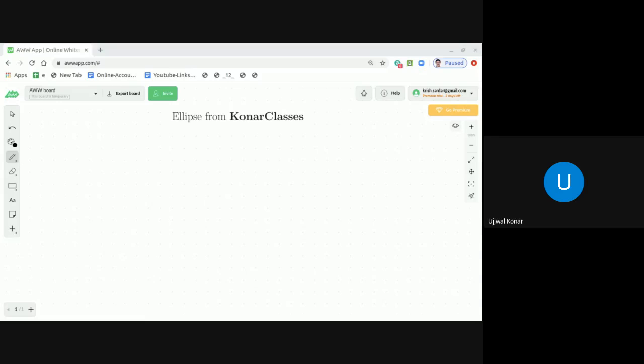Today we will be starting a new topic called ellipse. That is in continuation of our discussion on conic section. Earlier, we discussed parabola. That was one type of conic. And today we are going to start a new conic that is called ellipse.